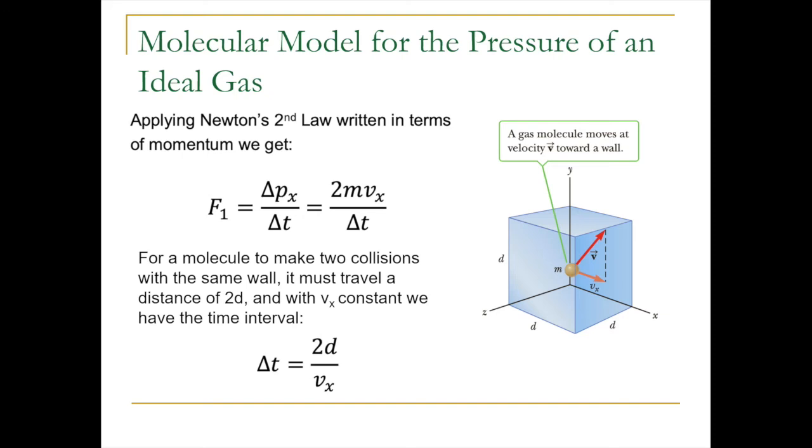However, what we do know is that these molecules are moving randomly, and from one collision to the next, this particle is going to move an entire distance d to the other side of the box, and then an entire distance d back to the original side that it hit. Given this constant nature of the velocity in the x direction, the time interval delta t is equal to 2d over vx. Again, this is the assumption that the velocities in the x, y, and z directions are going to be constant throughout this motion.